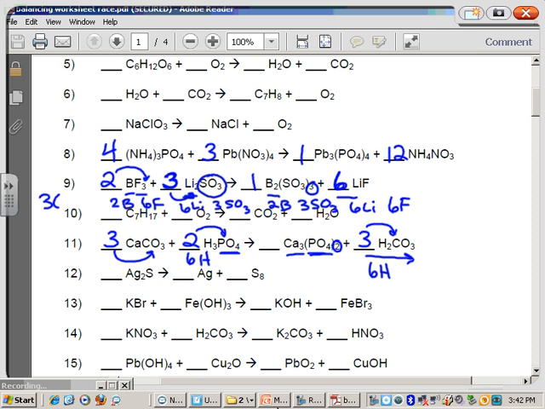I'm going to write this right here. I have 3 carbonates. I have 6 hydrogen, and I have 2 phosphates. That's on my reactant side. Product side, again, I have 3 calcium. I have 2 phosphate. I have 6 hydrogen, and I have 3 carbonates. So we are finished. It is balanced, and we're good to go.